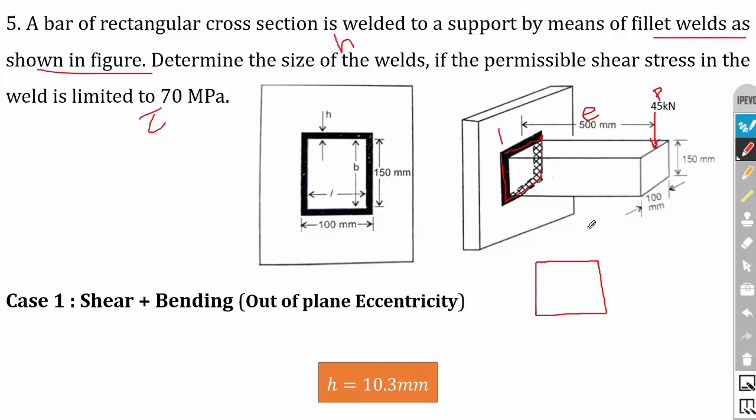Okay, so the problem is almost like the classwork problem. So it comes under case 1. So primary stress is shear and secondary stress is bending. Okay, so you can refer the classwork problem and you can solve the tutorial. So the final answer, the size of the weld h is equal to 10.3 mm.